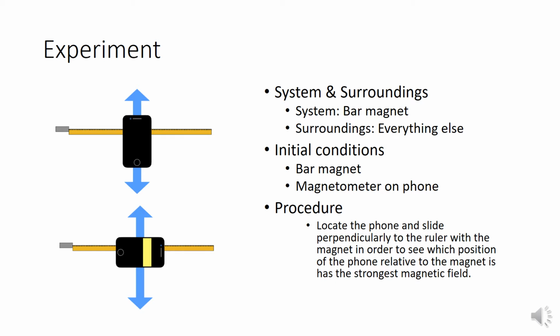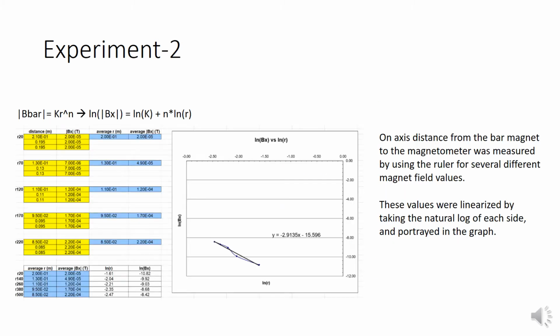In the experiment, we set the system as a bar magnet and the surroundings as everything else. The initial conditions were the bar magnet and a magnetometer on the phone. We located the phone and slid it perpendicularly to the ruler with the magnet in order to see which position of the phone relative to the magnet has the strongest magnetic field.